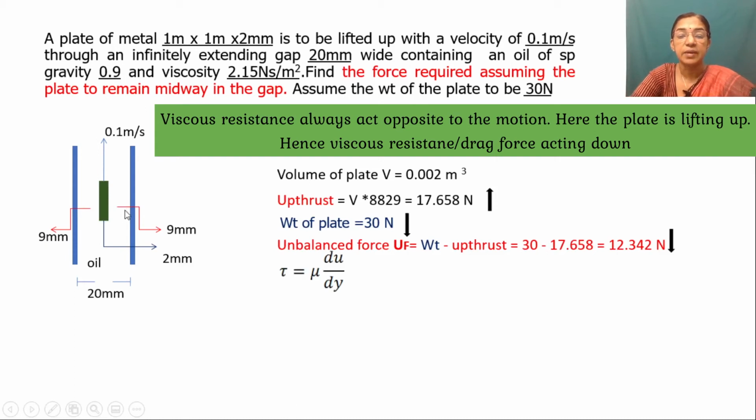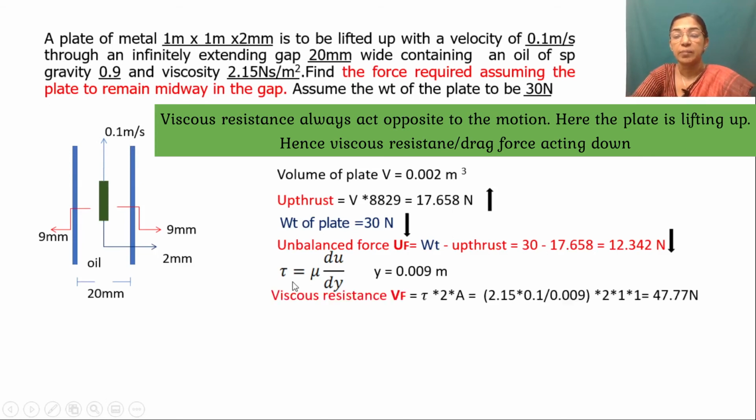So shear stress can be calculated as mu into du by dy. Here dy, that is the gap, is equal to 9 mm, and the velocity is given as 0.1 meter per second. So we can calculate tau. Viscous resistance is equal to tau into twice the area, where tau is equal to mu into du by dy, multiplied with twice the area, because here the two sides are in contact with the fluids. So 2 into 1 into 1 gives the viscous resistance.